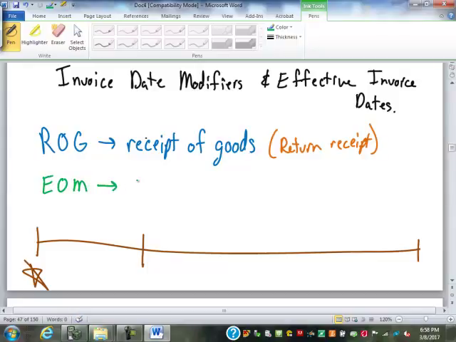The next modifier is EOM. It stands for end of month. Now it really should be EOP, end of period, because not every business works on a 1 month period. Some businesses might do this every 2 weeks. They might do it every week.